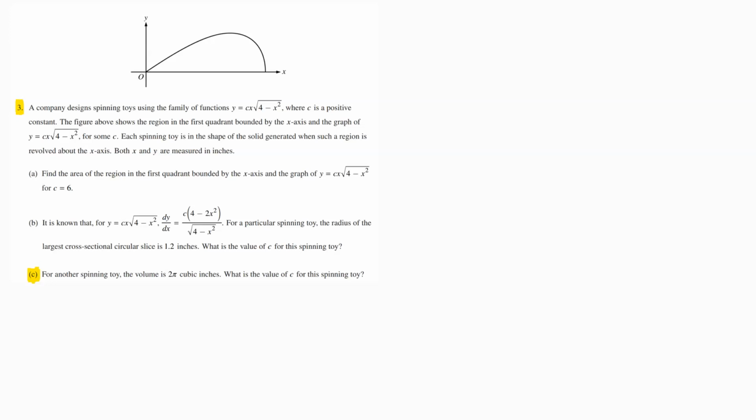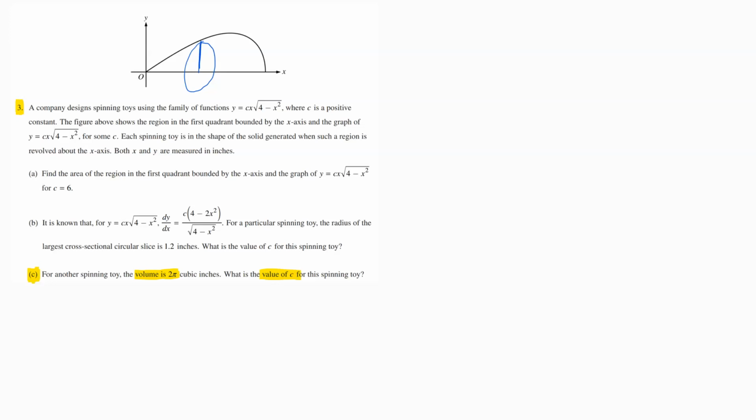For this problem, we've got this spinning toy, and they're telling us that it has a volume of 2 pi, and they want to know, again, what is the value of c? So we're taking this shape and rotating it, spinning it around. Because there are no gaps in it, you're looking at either a disk method or a washer method.